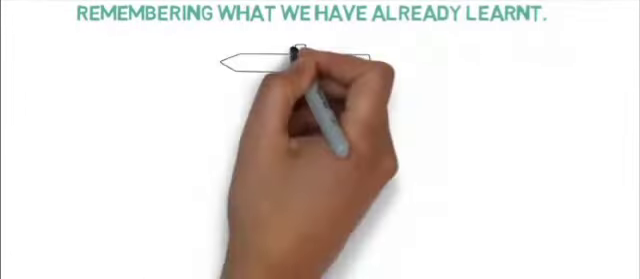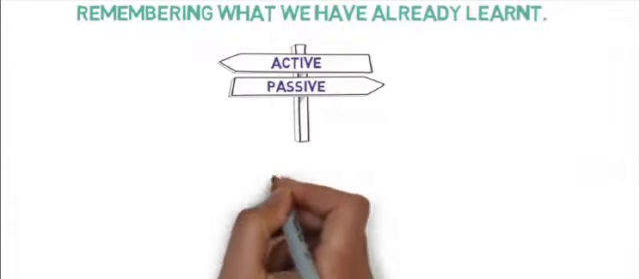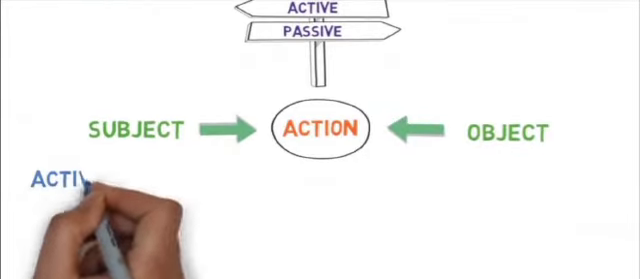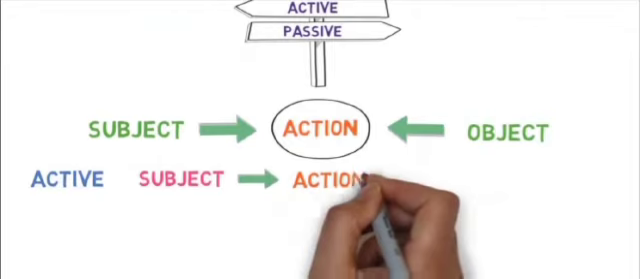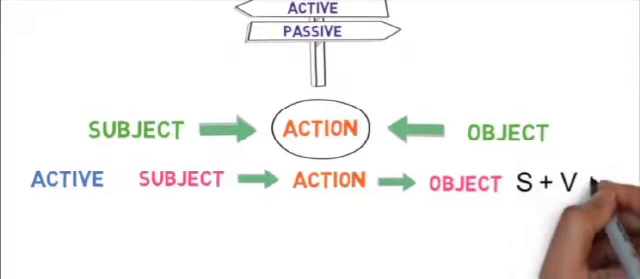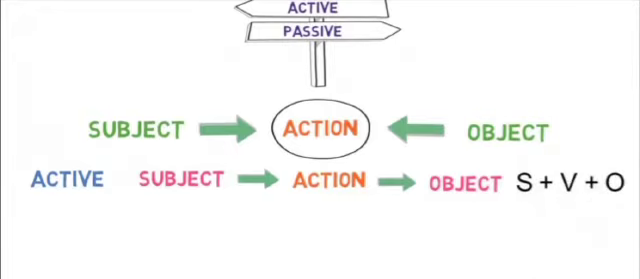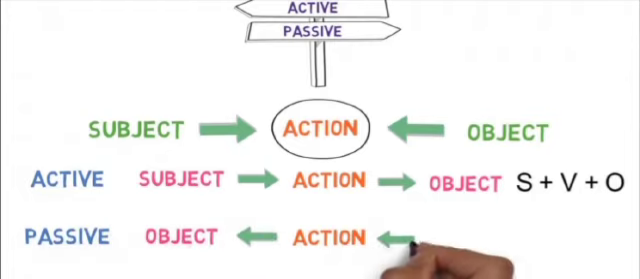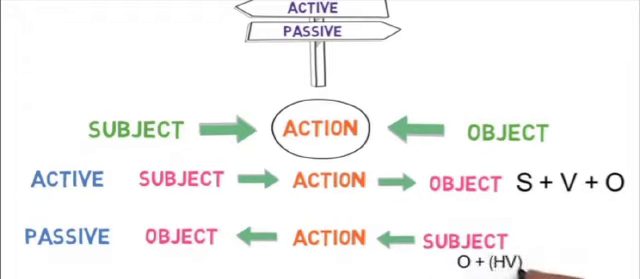There are two ways in which we can describe an action performed by the subject in relation with the object. First, in active voice, your subject performs the action and object receives the action. So the sentence structure is subject plus verb plus object. In passive voice, an action is performed on the object by the subject. Here the sentence structure is object plus helping verb plus the third form of verb plus by followed by the subject. Now, let us see an example here to make things more clear.